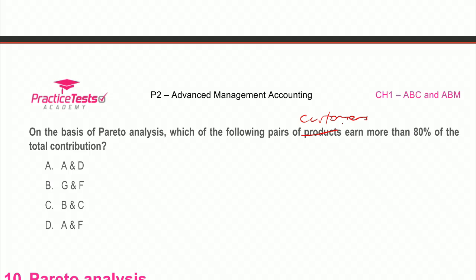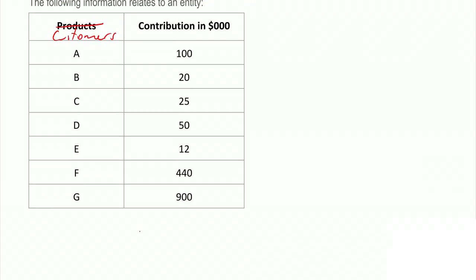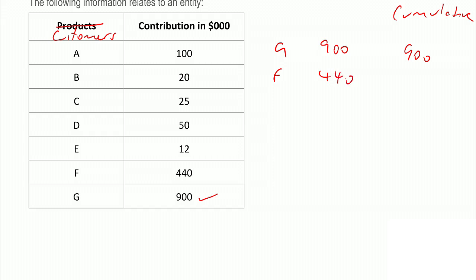So what I might do at this point is redraft that table slightly just to put them in order, if you like. So if I start off with customer G, that gives me a contribution of 900, and I've picked on that one because that's the largest, and I'll do a cumulative column, so that's 900 there. And then the next most profitable one would be customer F, that earns us 440, so that gives me a cumulative of 1340.